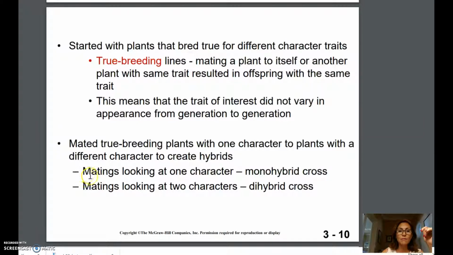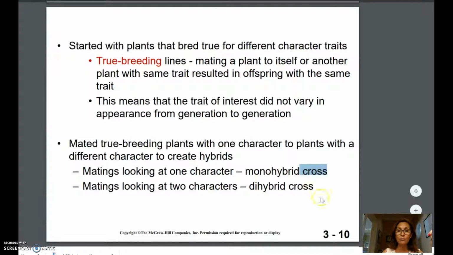So when you look at matings and you look at just one character, say like flower color, you call that a monohybrid cross. Mono for one, looking at one thing. Hybrid, you're breeding for one thing, and then the cross just means that you're crossbreeding 2 organisms. Now, when you're looking at 2 characters, let's say flower color and stem length, how tall the plant is, okay?